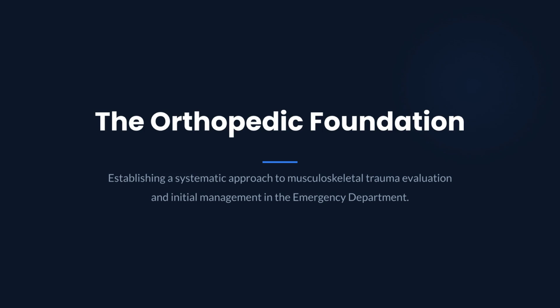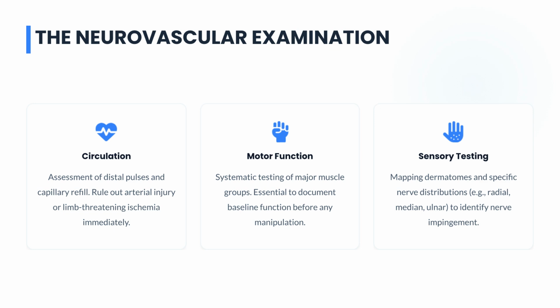in the emergency department. A critical first step is the neurovascular examination, which assesses circulation through distal pulses and capillary refill to rule out ischemia. It also includes systematic motor function testing and sensory mapping to identify nerve impingement.